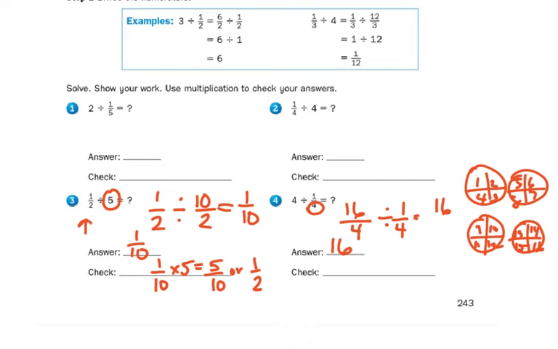Remember, if I'm dividing something less than 1 whole by 5, that answer has to be less than 1/2. So this one, I'm dividing a whole number into fourths, so I'm going to have more parts. So now let's take 16 times 1/4. I get 16 fourths, and 4 goes into 16 4 times. I'm back with 4.